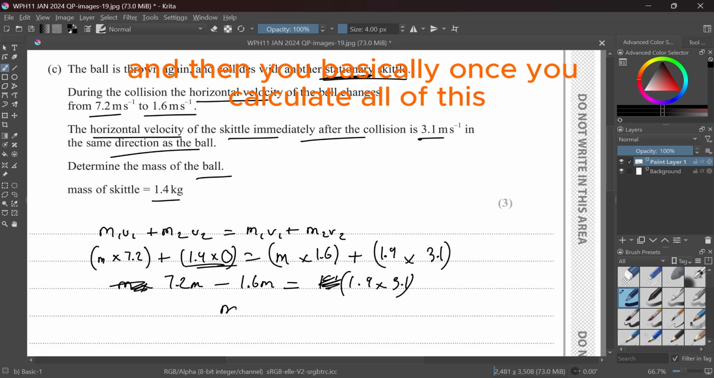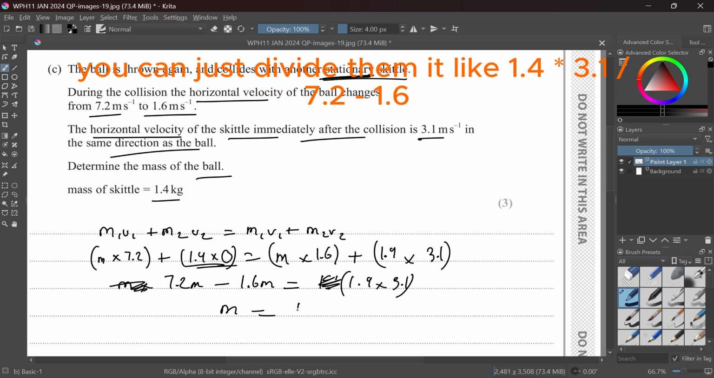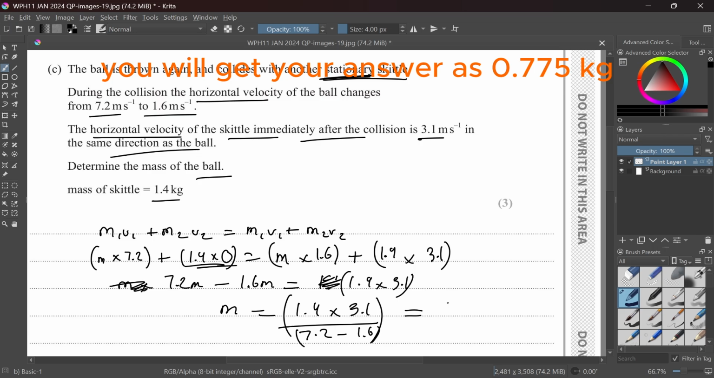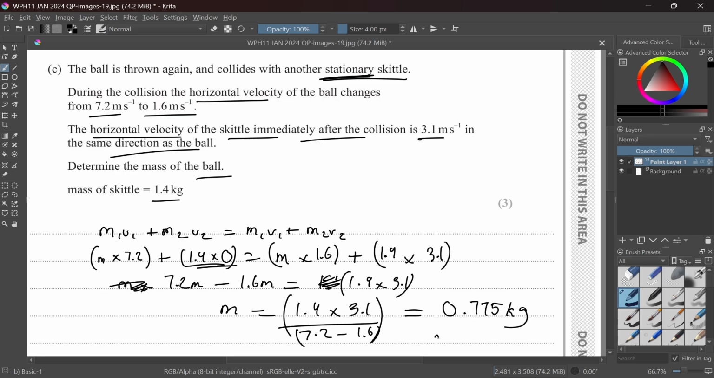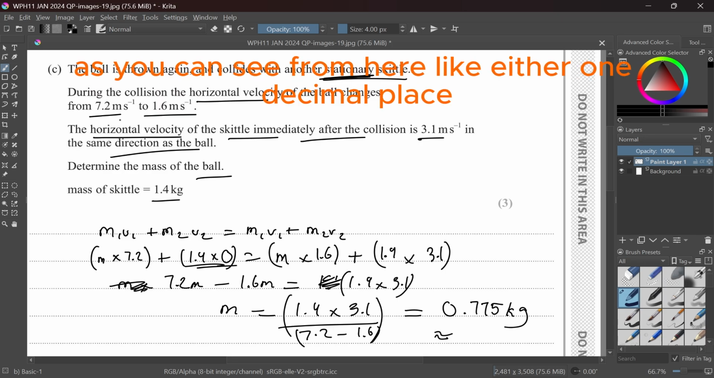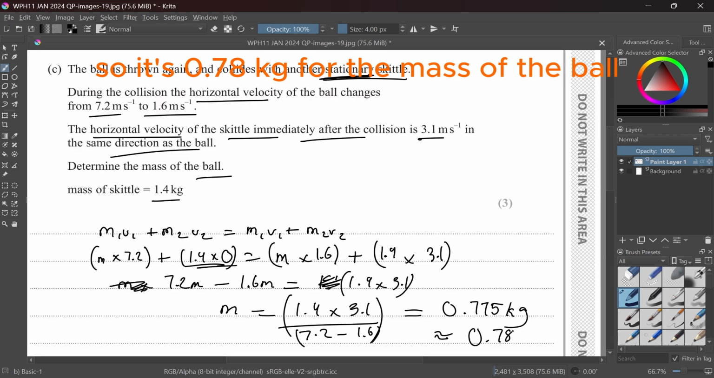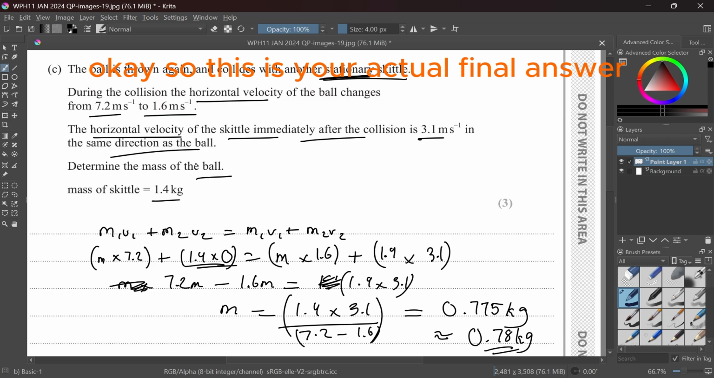And then once you calculate all of this, you just divide: 1.4 times 3.1 divided by 7.2 minus 1.6, right? So if you solve this whole equation, you will get your answer as 0.775 kg, rounded off to two significant figures, as you can see from here, either one decimal place or two significant figures. So it's 0.78 kg for the mass of the ball. Okay, so this is your actual final answer.